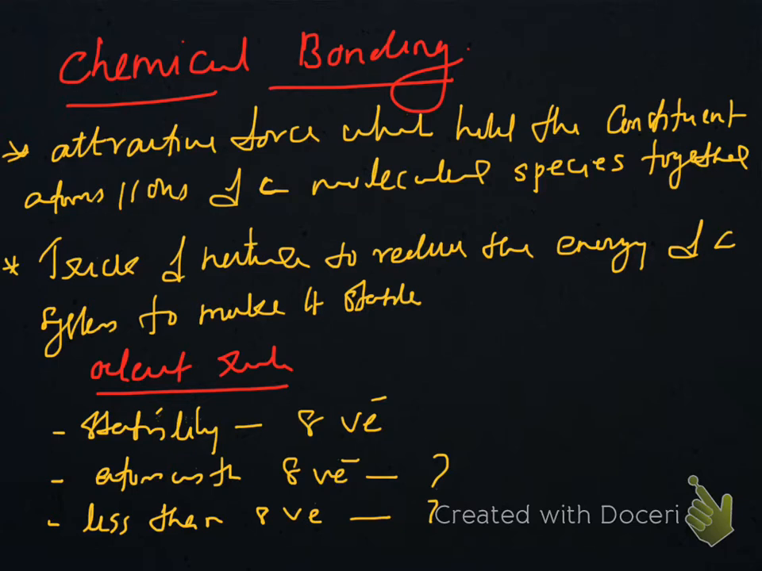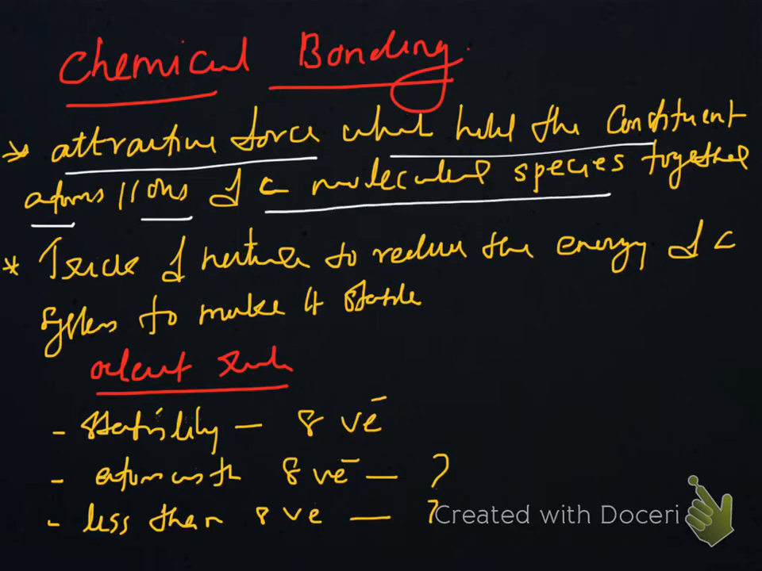What is a chemical bond? Or how can it be defined? That is the first question. It is a kind of attractive force which holds the constituent atoms or ions of a molecular species together, and is called a bond.